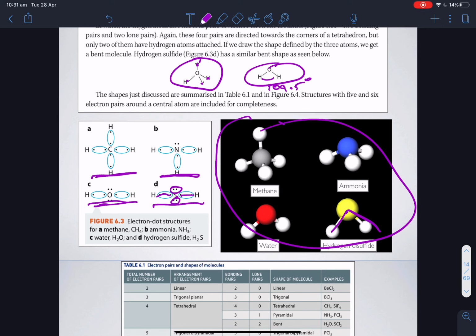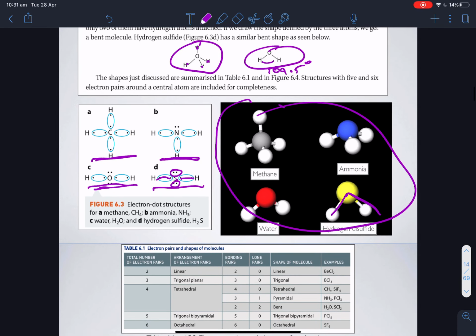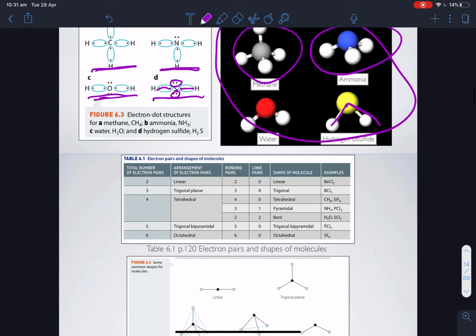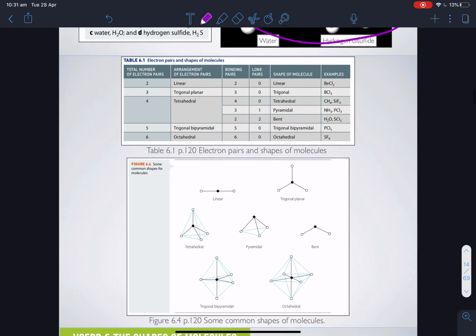So here on the right I've drawn the shapes of these. Methane, tetrahedral, ammonia, tetrahedral basis, but it's trigonal pyramidal. Water is bent at 109.5 degrees, and hydrogen sulfide is also bent at 109.5 degrees. So same shape for that molecule.